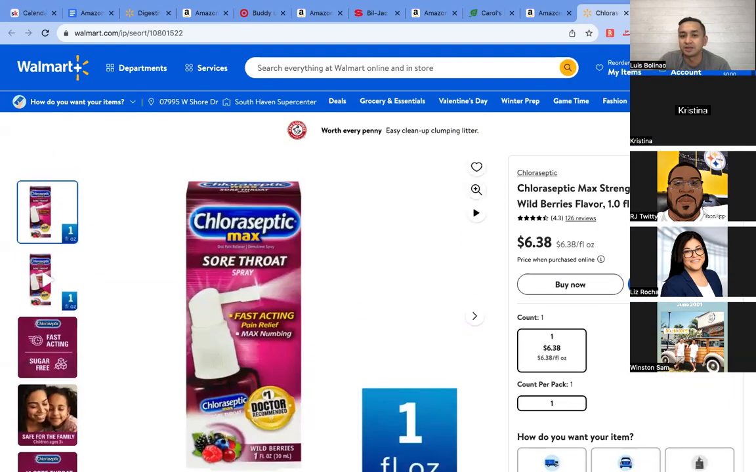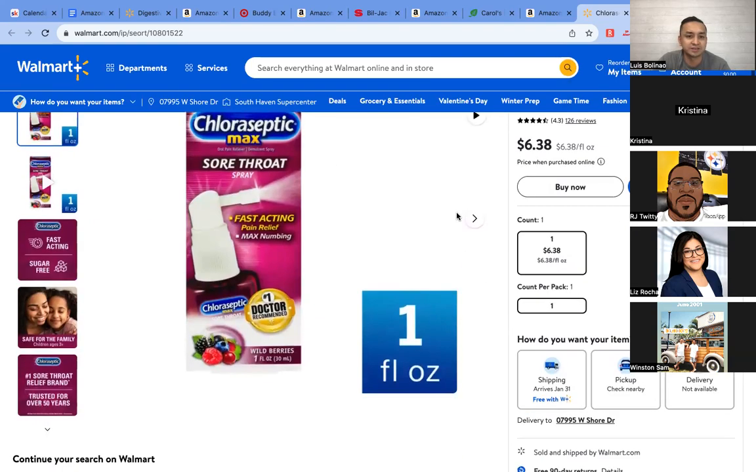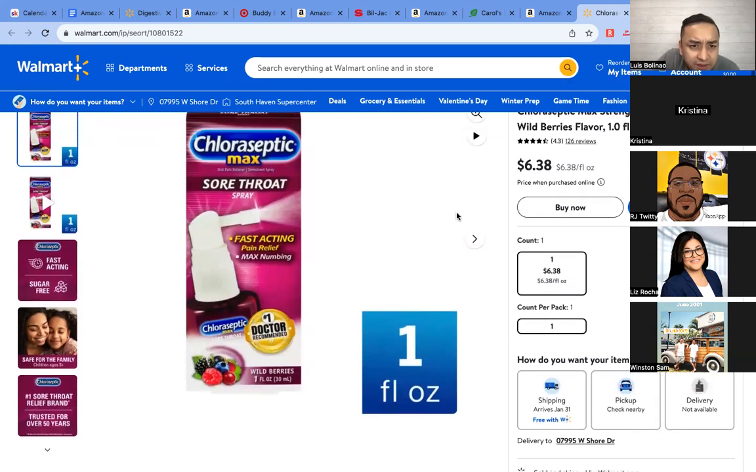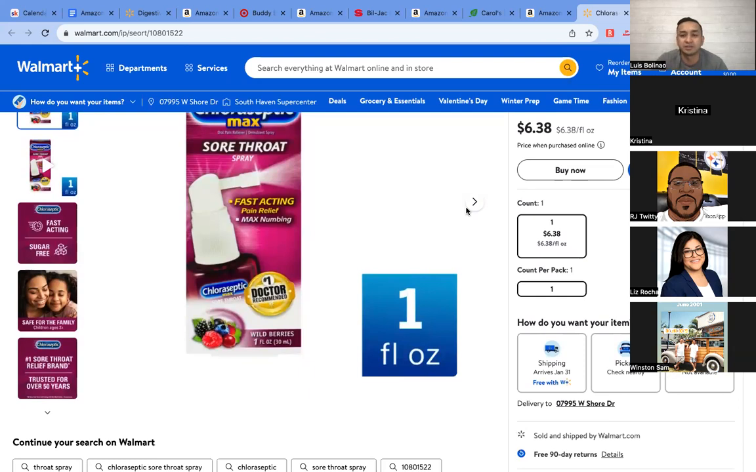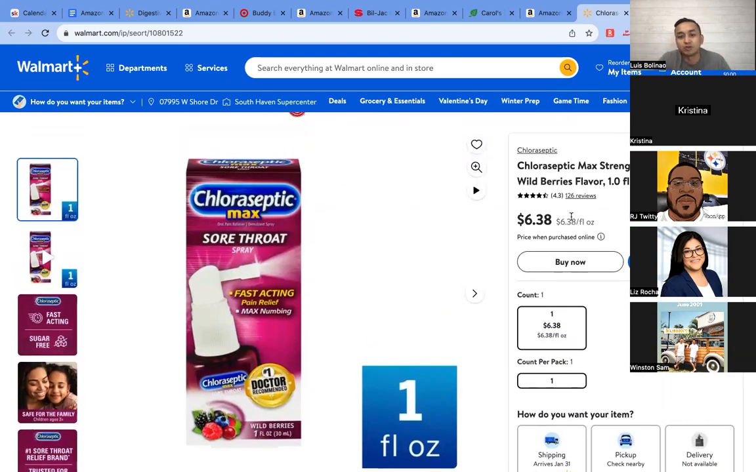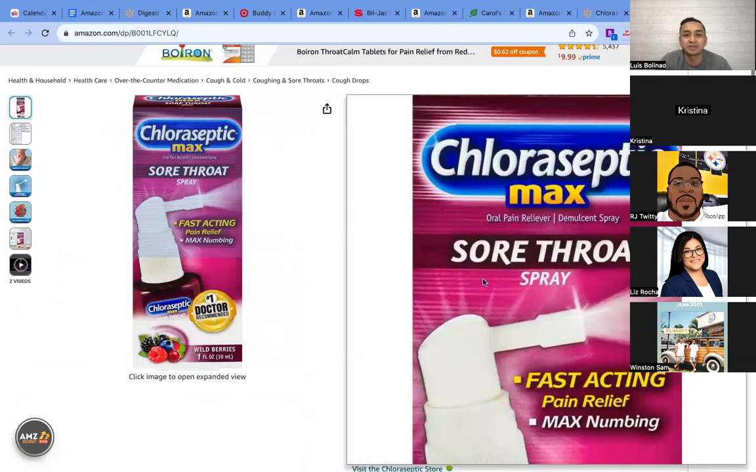I'm going to show you guys how I read it. So, for example, this one is a product from Walmart. What is this? Like a sore throat spray. Okay, makes sense. So it's a medication, and the price on Walmart is $6.38, right? So now you would have to find the same exact product on Amazon, which I did. It's right here. It's the same exact product.